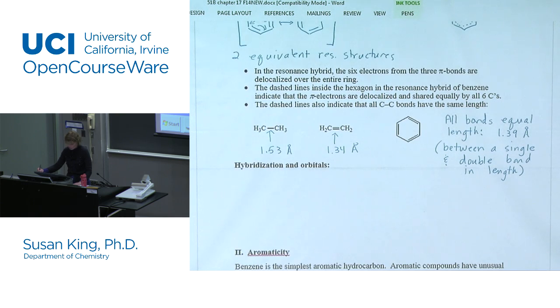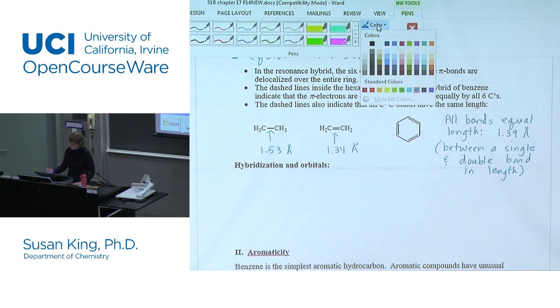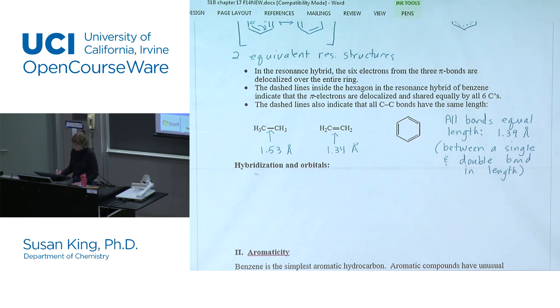All right, so far so good. Hybridization in orbitals. This brings us back to chapter 1. All carbons are sp2 hybridized because all carbons are part of a carbon-carbon double bond. Therefore, trigonal planar, and bond angle is 120.